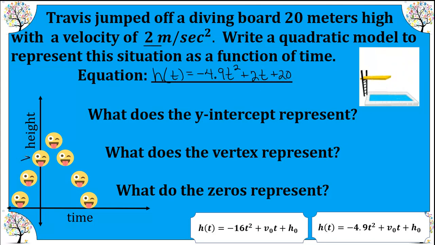Our y-intercept represents the height at 0 seconds that Travis began. So he's on the diving board and he starts 20 meters high. The vertex is going to be how high he reaches at a particular time. And our zeros is when Travis lands in the water. And of course, we're going to have one root that is irrelevant. We can't have negative time. So this root right here will tell us how long it takes for Travis to hit the water.